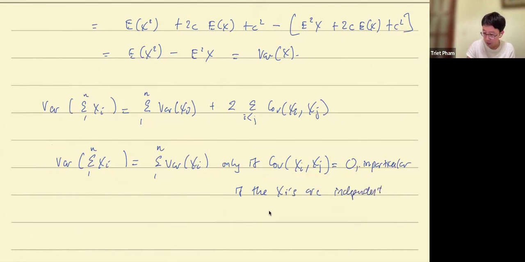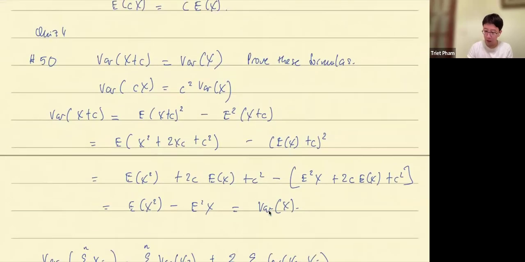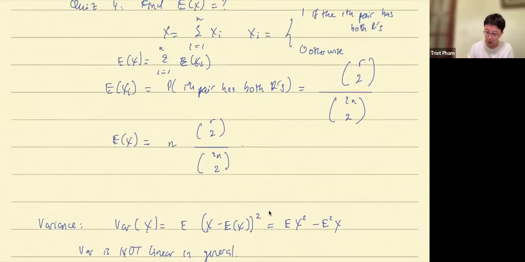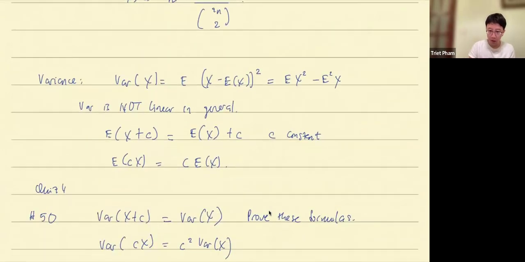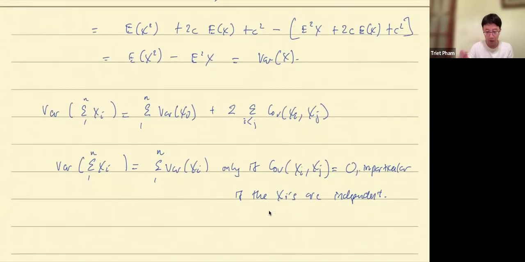If they're independent, then that will work. But of course, in general, you don't have this. This particular example, the xi's here, as I explained, are clearly not independent. A lot of problems we do are not independent, so you have to work with a more general formula.